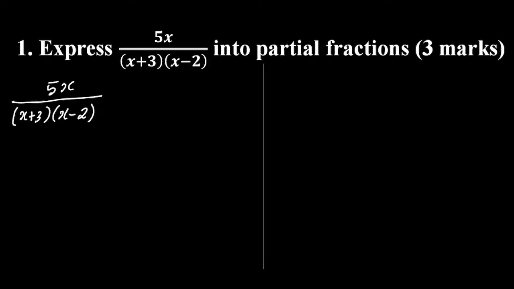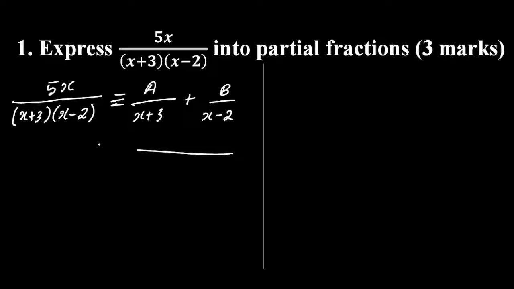Now to express it, we already saw the conditions. Since this is a linear factor, we're going to use a constant a divided by x plus 3. Since this one is also linear, we're going to use a constant b divided by x minus 2. We have to take note that the denominators here are supposed to be the same as the denominators in the original fraction. So we simply copy that x minus 2. Make sure that this and this are the same.